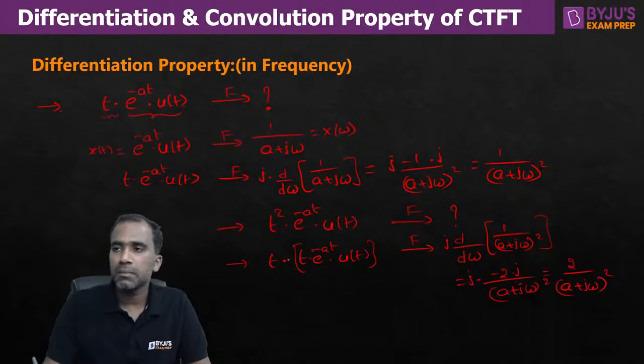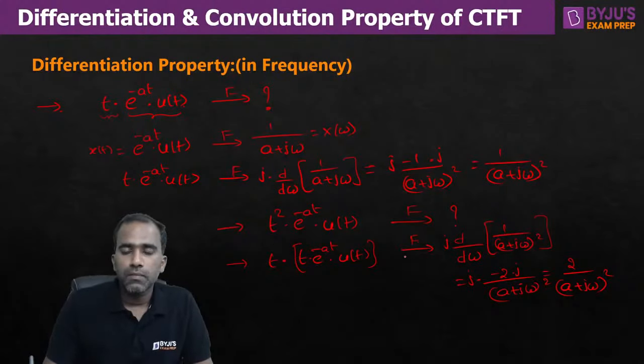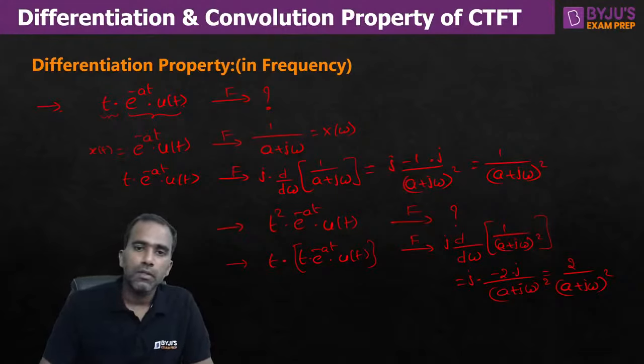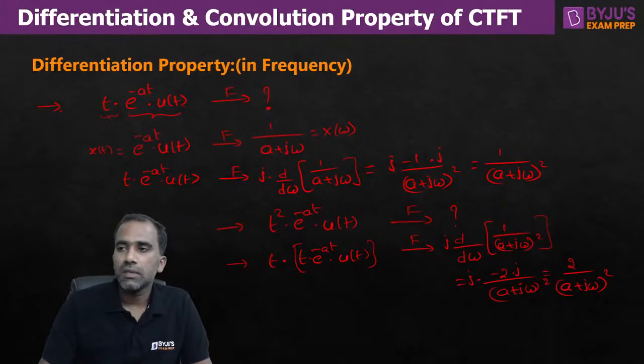Similarly, you can extend it to t power n also. If it is t cube, what happens? Again you differentiate, and 3 will come. So if it is t power 3, it becomes 3 into 2. If it is t power 4, it becomes 4 into 3 into 2. It is like n factorial by a plus j omega whole power n plus 1. We can generalize that also, but we don't need to memorize these things. You just apply this property. Okay, fine. So that is an example based on differentiation property, if differentiation happens in frequency, or we can also call it the multiplication with t property.